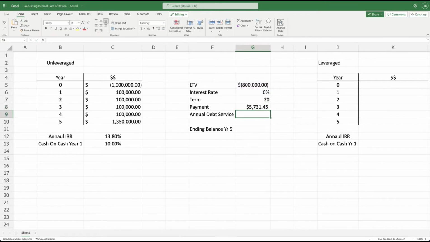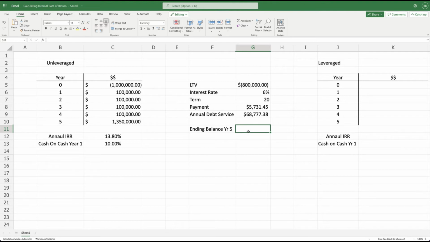Hit enter, and that gives us a payment of $5,731.45. To get the annual debt service, we just take this and multiply it by 12, and we can see what our annual debt service is. Now we need an amortization table to do that. That's for another video maybe.